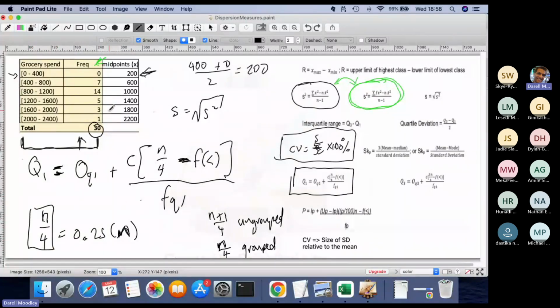Right. Now our N is 30, right? That's how many shoppers there are. So you just substitute 30 for the N. And if you work that out, you'll get now 7.5.